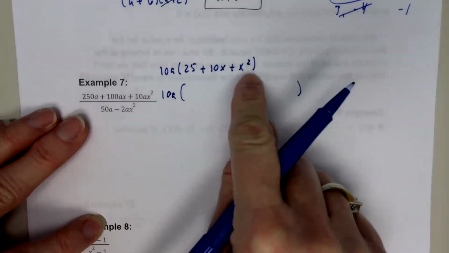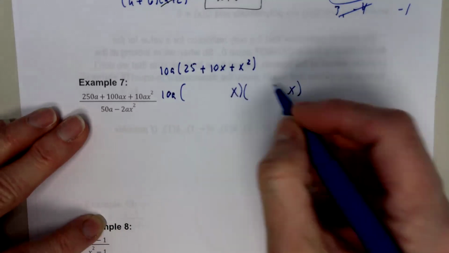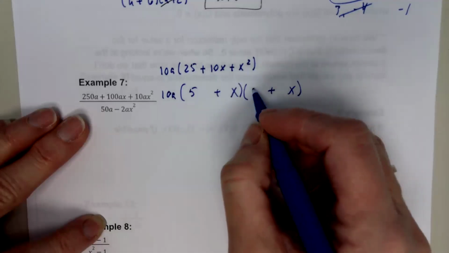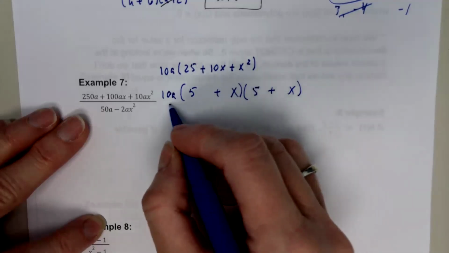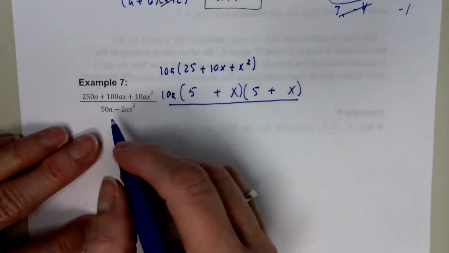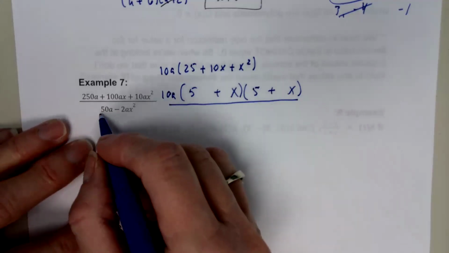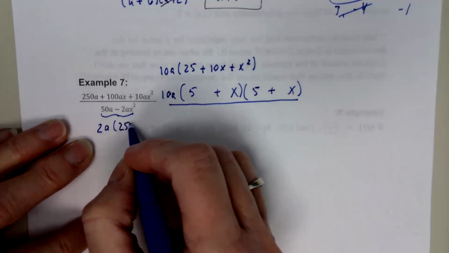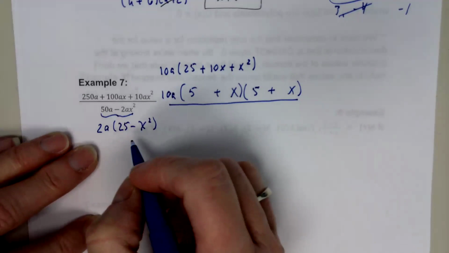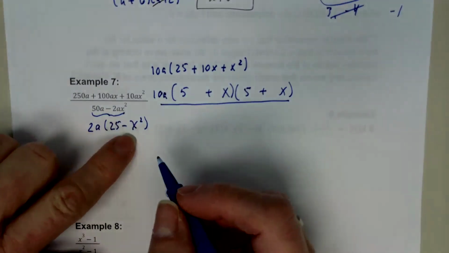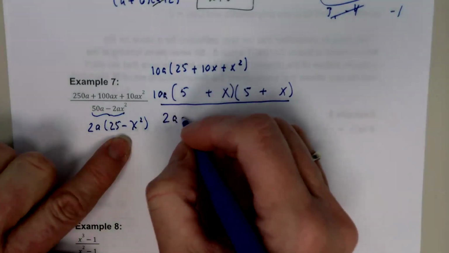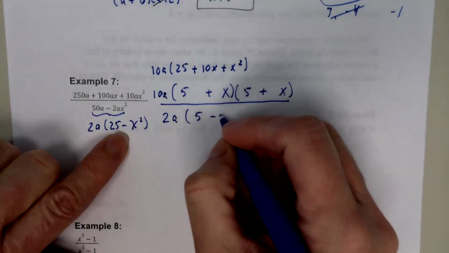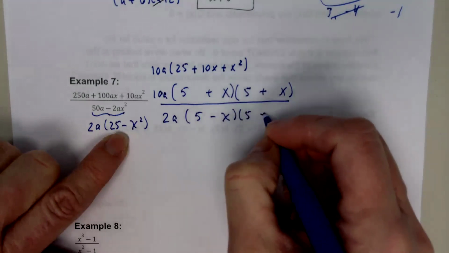So now we're factoring this. We have an x and an x makes the x squared. And the two numbers that multiply to make 25 but add to make 10 are 5 and 5. And then on the bottom, I can factor out 2a, and I have 25 minus x squared. So we have 2a, and then this is two terms, so it factors into a difference of squares: 5 minus x and 5 plus x.